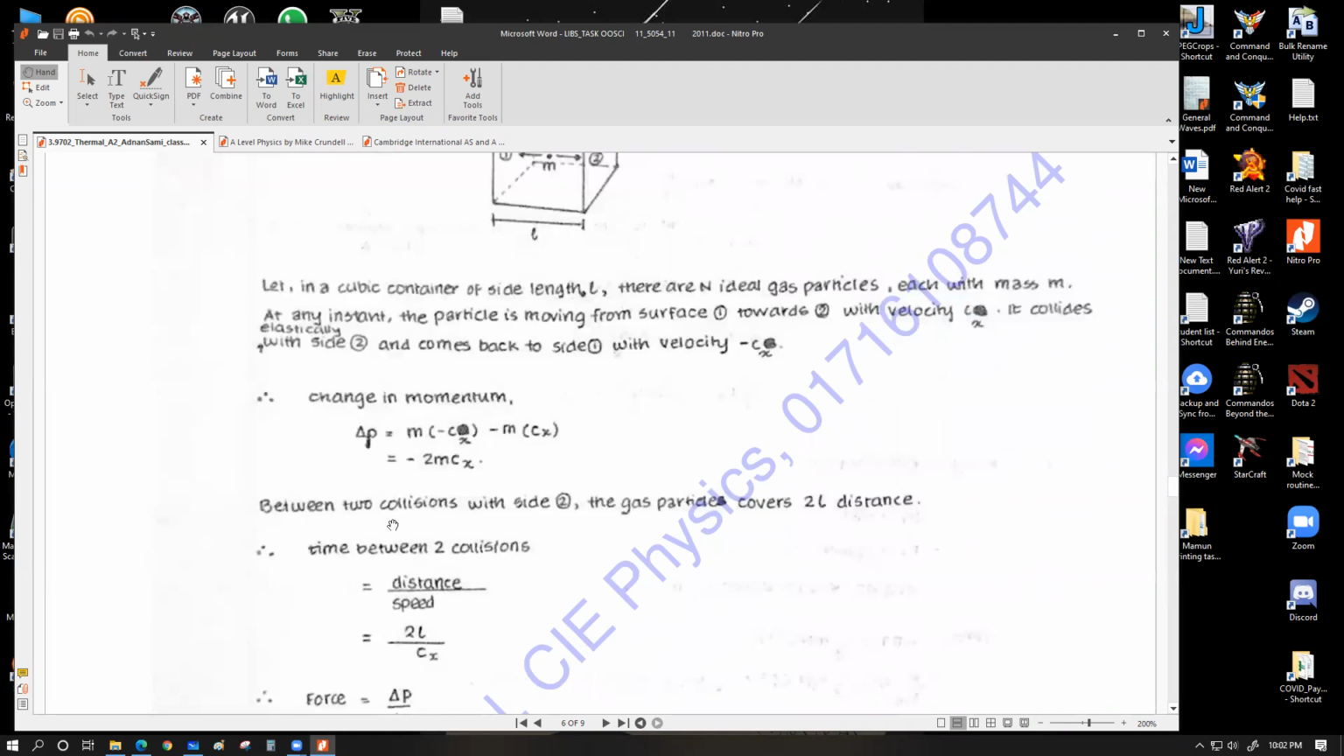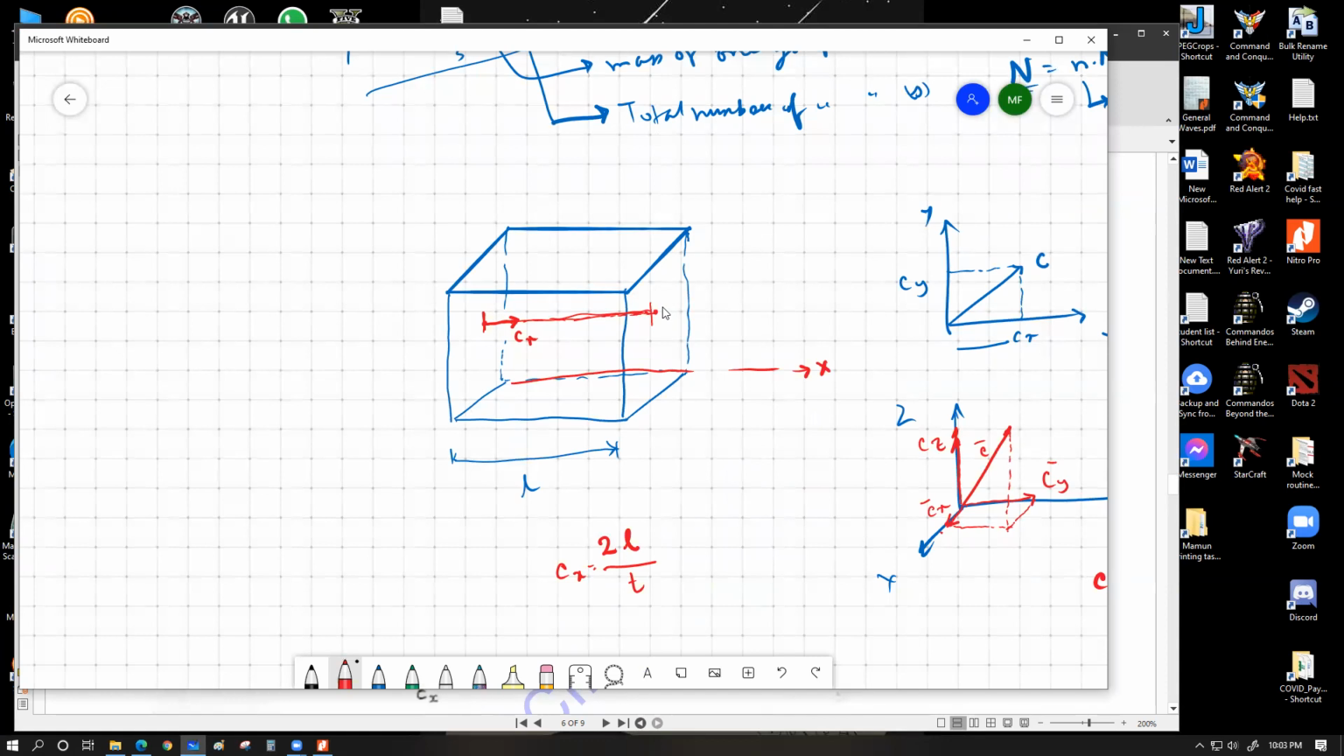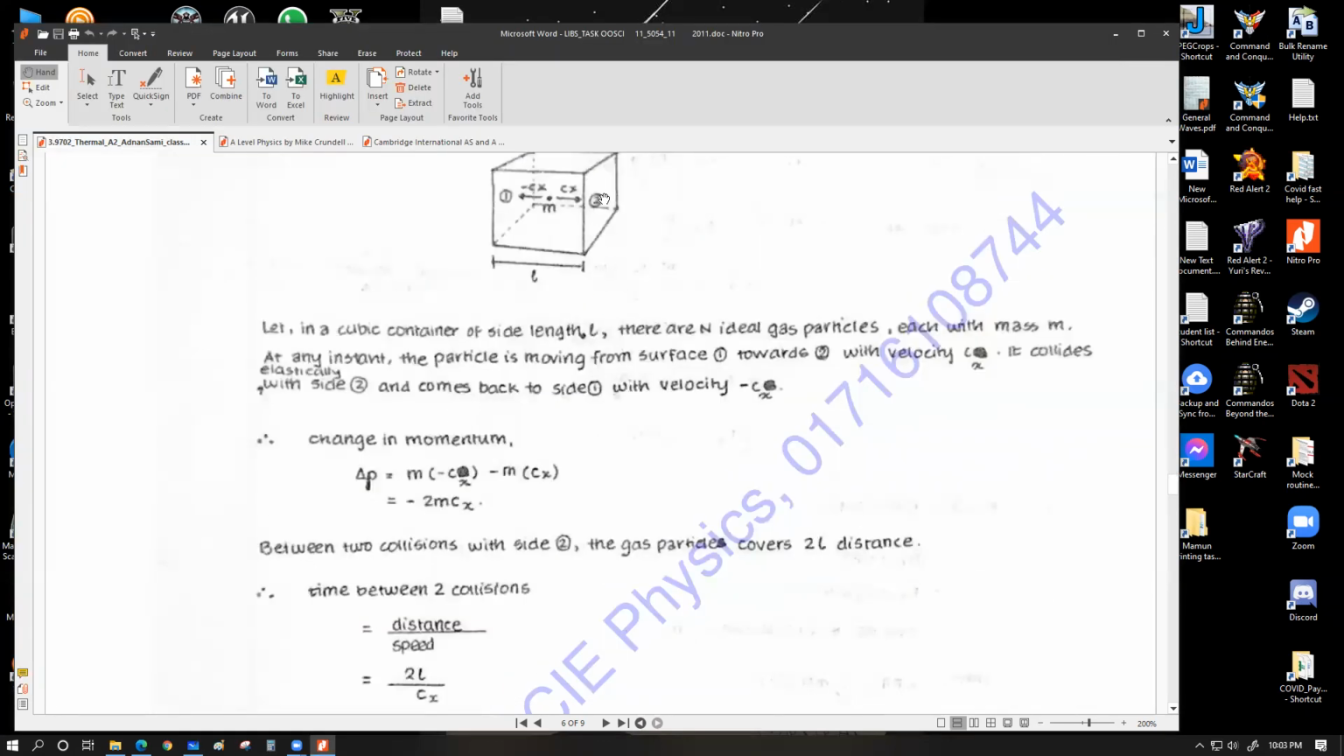Now comes the part: between two collisions with side 2, the gas particle covers 2l distance. Now this is the important bit. Between two collisions with side 2, the gas particle has to cover 2l distance. Why? Try to visualize this. I was discussing over here that the particle started from here and bumped into here and eventually went over here, but for the note we are considering 2 as the starting point, which is perfectly all right.